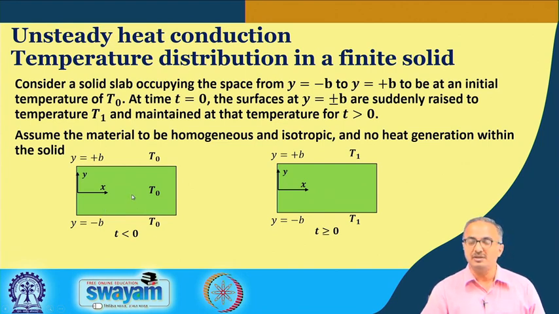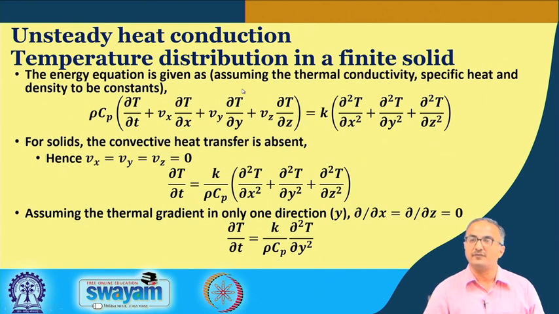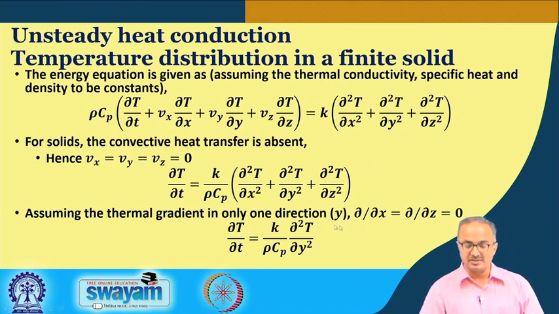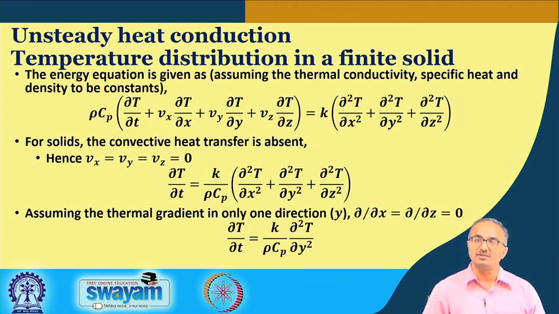The same situation: initially the whole system is at T naught, and suddenly at t equal to 0 we give a temperature change at this lower surface to T1. And again we make the same kind of assumptions: isotropic, homogeneous, no heat generation, and with that we get from the energy balance equation this equation. Till now the equations remain the same, and also after making the assumption that there is no temperature gradient in the x and z directions, we get this particular equation. So, till now we have the same equation as before.